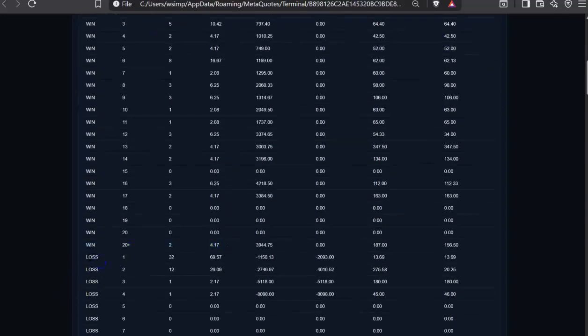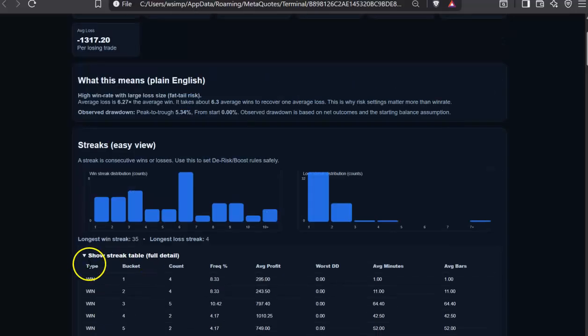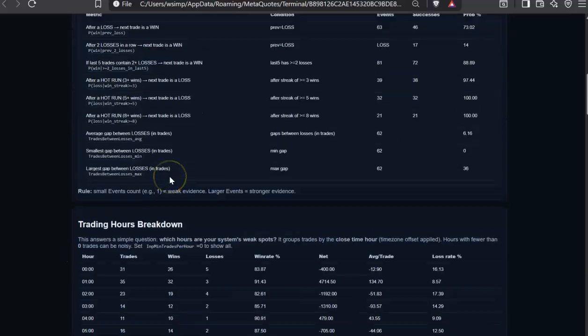This is telling us our loss streaks here. So 1, 2, 3, 4. And we use this data for smart money management. Again, the AlgoVault Quant will actually give us the best settings.